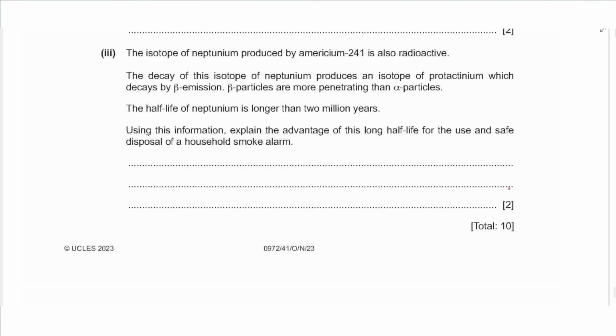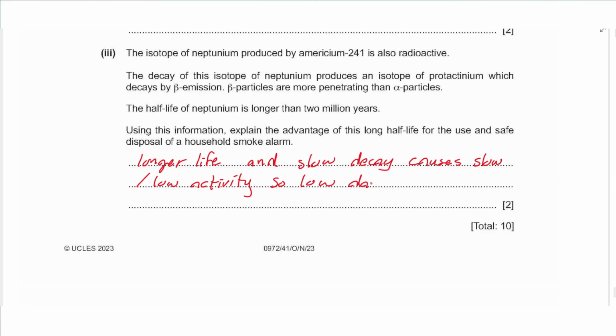So a long half-life means it will have a longer life, so we can use it for a long time. We do not have to replace the material in the detector. And slow decay causes low activity, so low danger level. Since the amount of radiation per second is actually very small, the number of ionizations per second is very small, which is not dangerous.